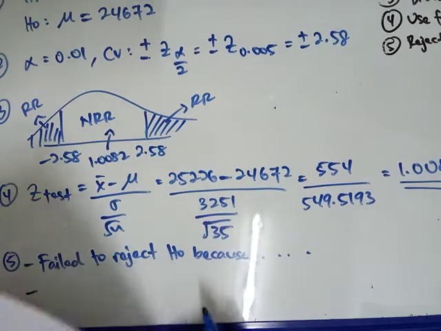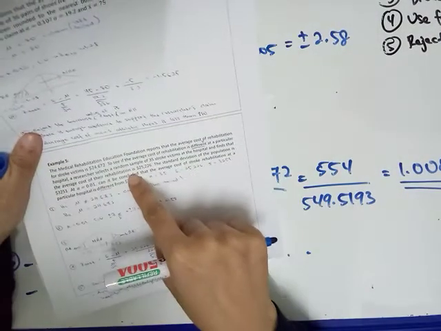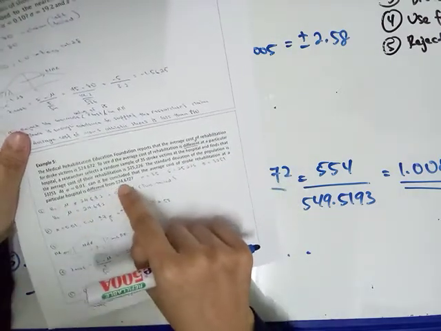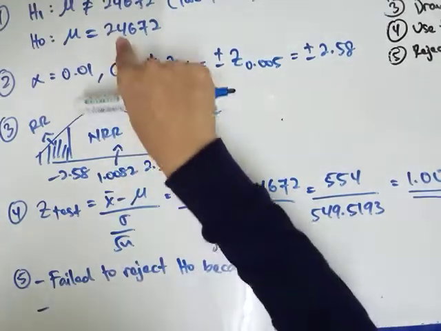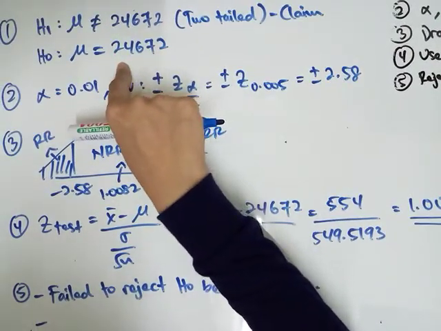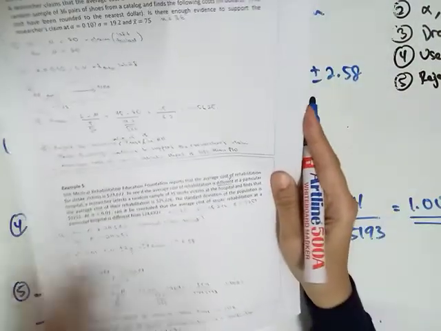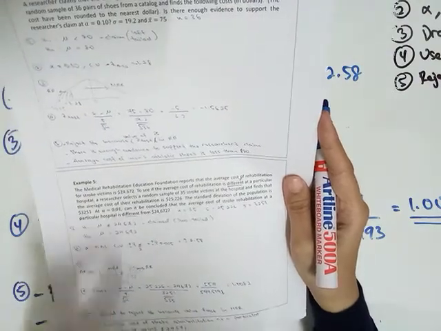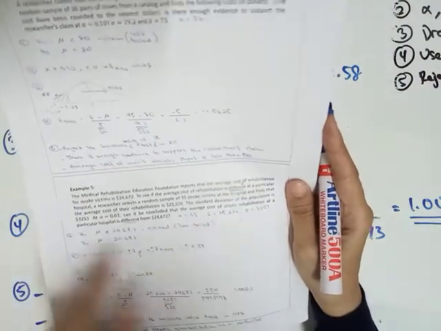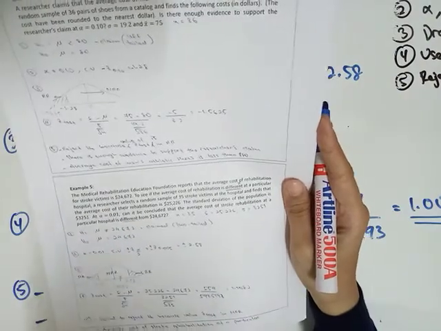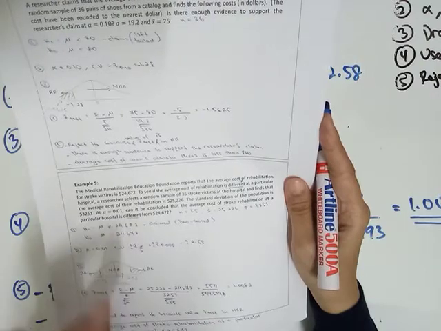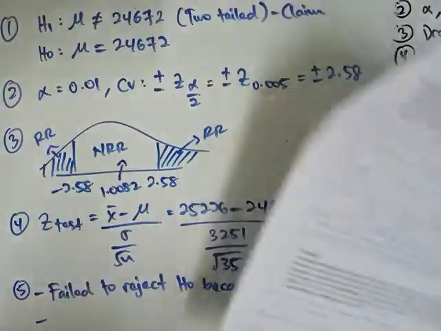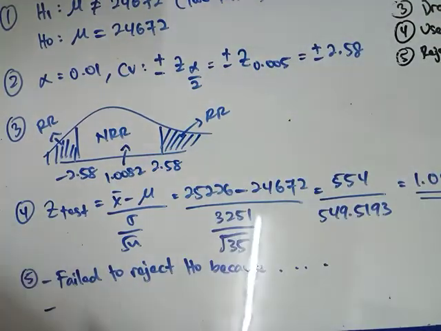And then the second conclusion, what is it? Okay, the question asks, can it be concluded that the average cost of stroke rehabilitation at a particular hospital is different from 24,672? Fail to reject H0, that means H0's function is to say that this statement is not true. So we can conclude that the answer is it cannot be concluded. Okay, it cannot be concluded that the average cost is different from 24,672. You copy the question back. It cannot be concluded that the average cost of stroke rehabilitation at a particular hospital is different from 24,672. That is the second conclusion.